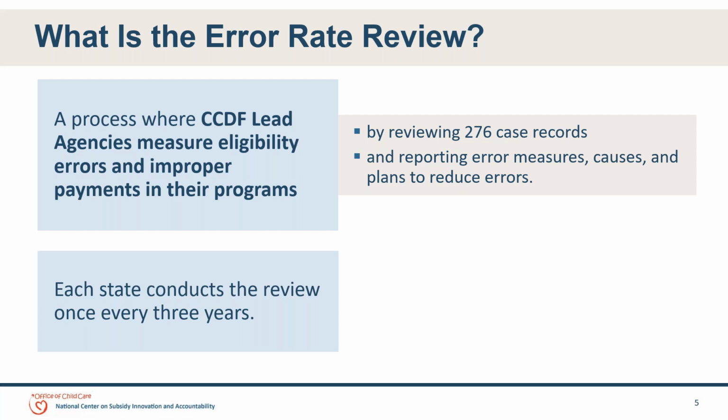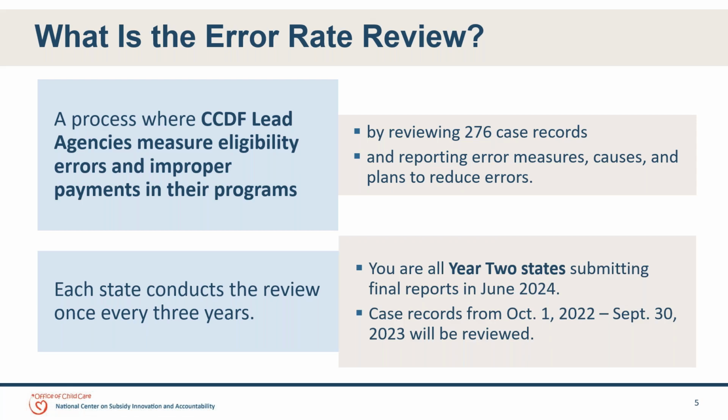Each of the 50 states, plus Puerto Rico and DC, conduct the review once every 3 years on a rotational cycle. And there's 3 cohorts of states. Everyone on this call is a Year 2 state, and you'll be reporting on your error findings in June of 2024. That report is based on case records from October of 2022 through September of 2023. So that's this period that we're in right now, and that's what we refer to as the review period.